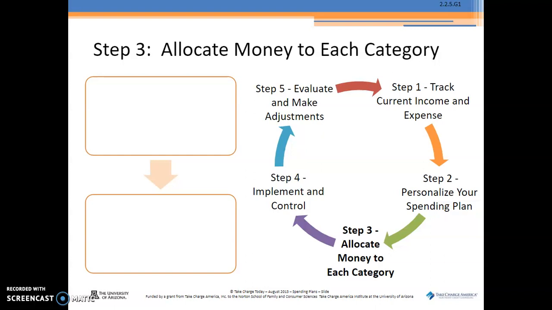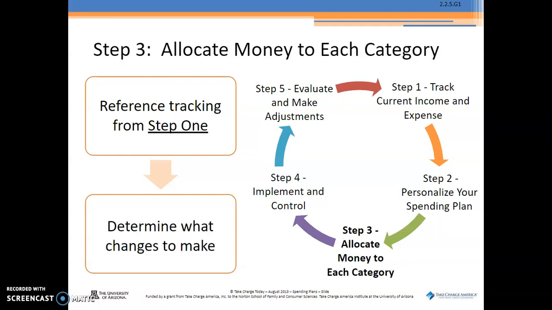Let's move on to step number 3, which is allocating money to each category. Reference tracking from step 1. So we take a look at our current income and our expenses and then allocate those monies accordingly. Determine what changes to make. So where is that money going to go? How much money is going to go into each category to make sure all of our money is allocated accordingly.